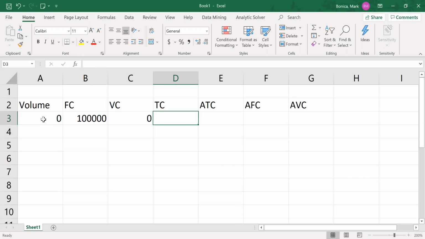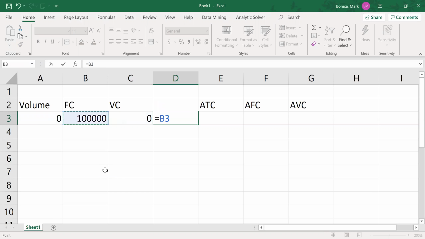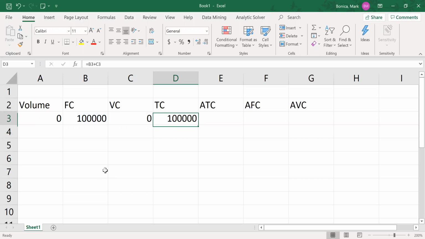Now I want the total cost. The total cost is the sum of the fixed cost plus the total variable cost for the given quantity. So all I'm going to do is say equals 100,000 plus my variable cost. Oh, hey, it's 100,000. These lines are not going to be meaningful yet, but they stand for average total cost, average fixed cost, and average variable cost. Because we would be dividing by 0, we'd wind up with errors in those lines.